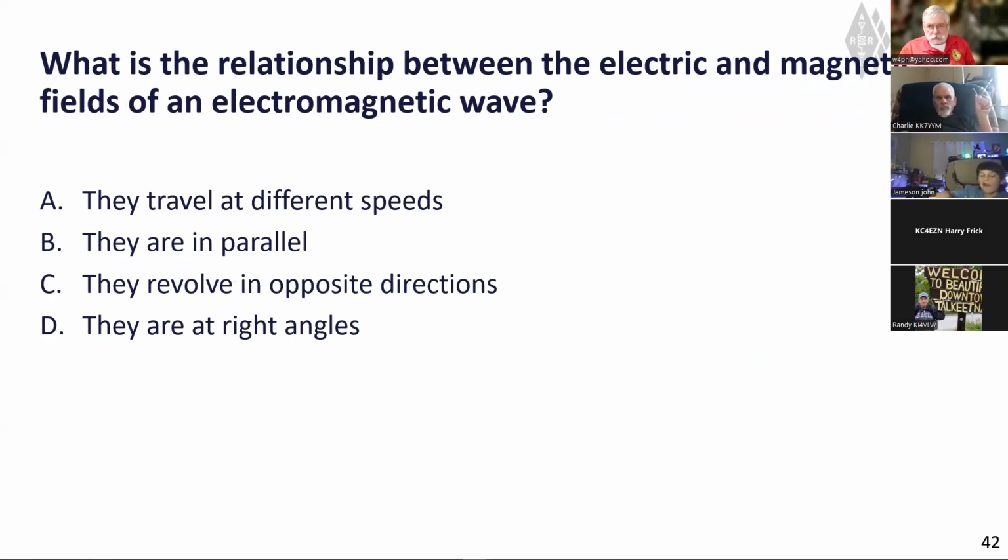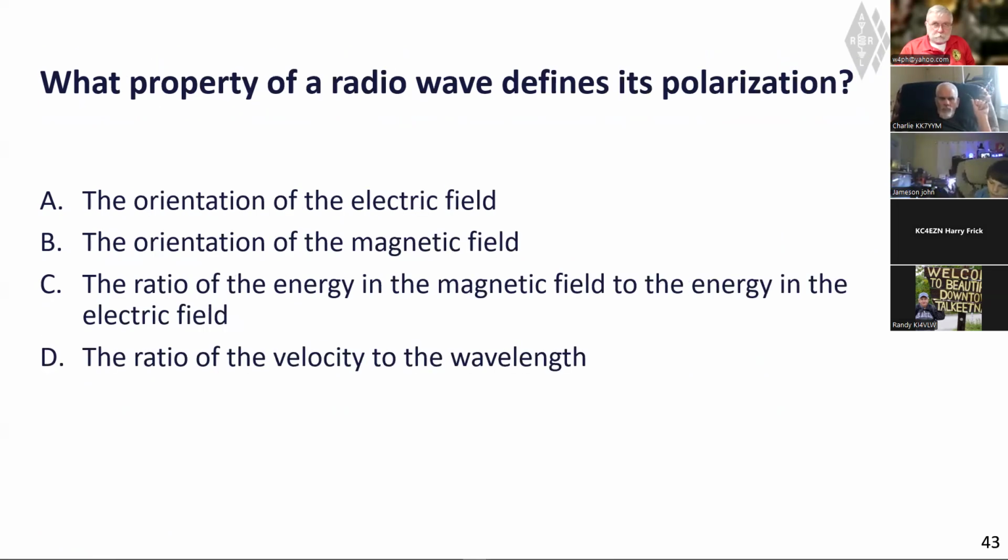What is the relationship between electric and magnetic fields of an electromagnetic wave? And the answer is D. They are at right angles. And they don't mention it, but they're 90 degrees out of phase.